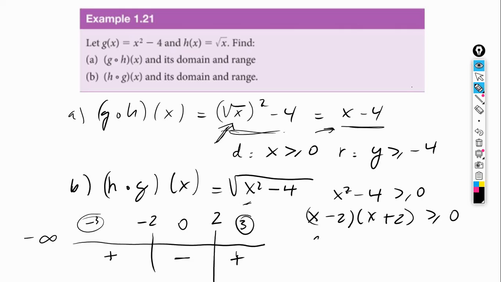So that means the domain would be x values that are less than or equal to -2, and x values that are greater than or equal to 2. Then the range is easy to determine because this is a square root and this is infinite, and so is this. If you go in this direction, you get infinite. In this direction, you get infinite results as well, but they're all going to be positive. So the lowest value is going to be 0. Therefore, the range would be all values of y greater than or equal to 0.